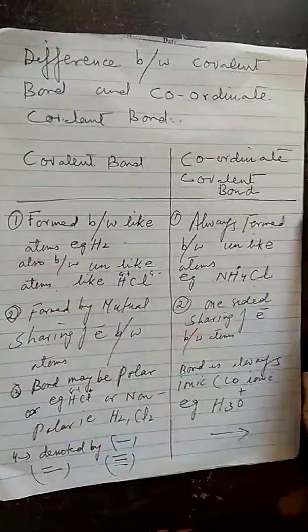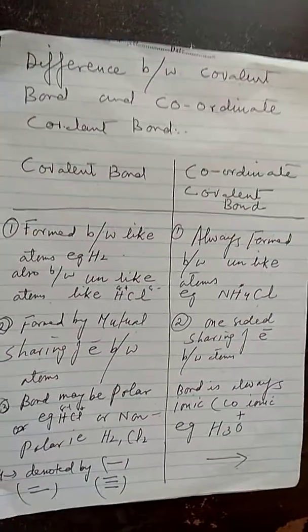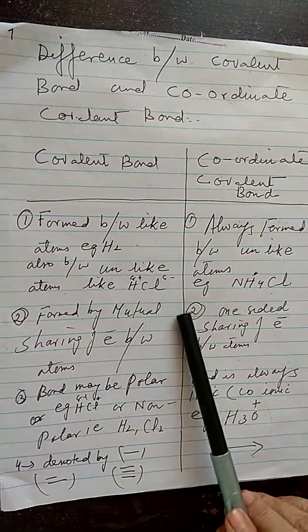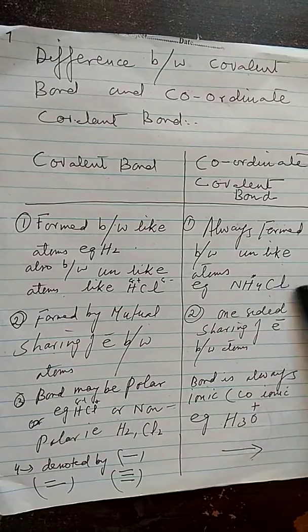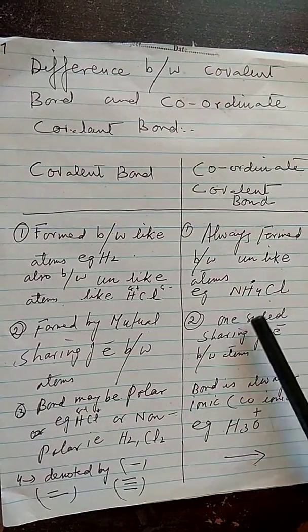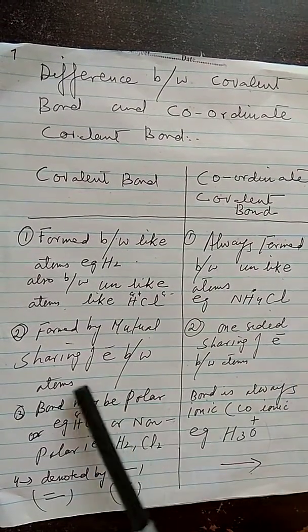Now we will briefly go through this. We have already studied the differences between covalent and coordinate bond. Covalent bond is produced between like and unlike atoms. Like atoms, like H2 and Cl2, unlike atoms, like HCl. But coordinate covalent bond is always produced between two unlike atoms, like ammonia and chlorine, ammonium chloride.